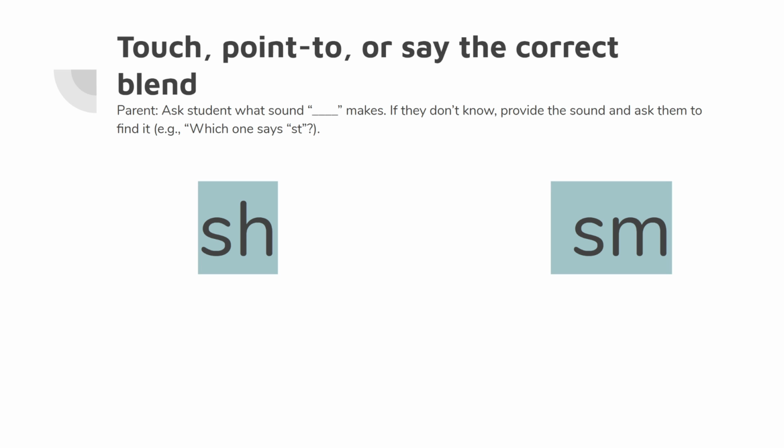As I said, what else can this apply to? Digraphs is the example here. You can also do letter names for some of the younger students. It'll be the same format. Instead of the blends over here, you might just have the letter A and D, and then you say which one is A, which one is D. Or if you have letter sounds, which one is A, which one is D. Same format.